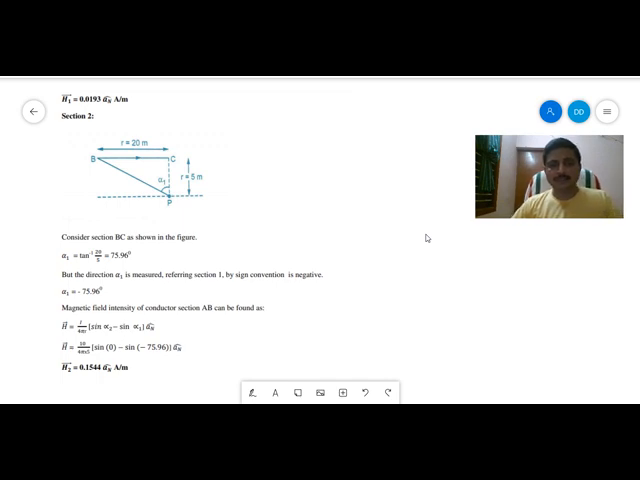Okay, substituting. Now here you see alpha 2 is not there. Alpha 2 I can take as 0, because it's not subtending any angle with the second end of the conductor. So alpha 2 is taken as 0. So when I substitute that, I get the magnetic field intensity at point P due to this section as 0.1544 a_n cap ampere per meter, usually considered normal.